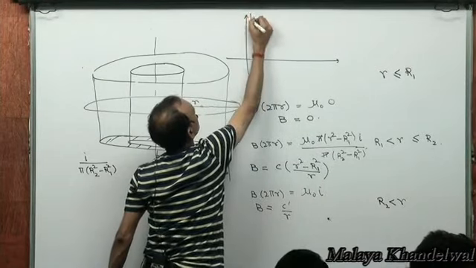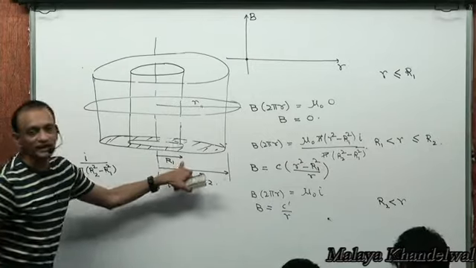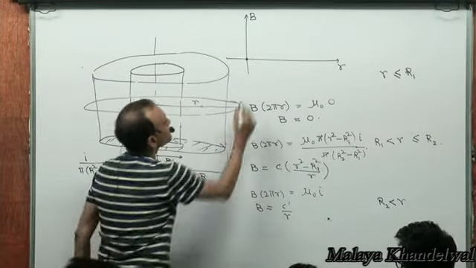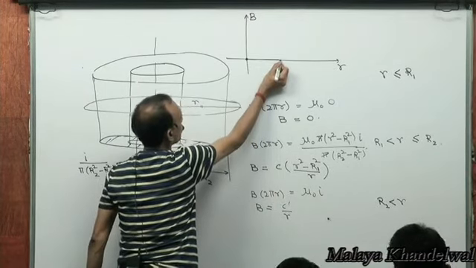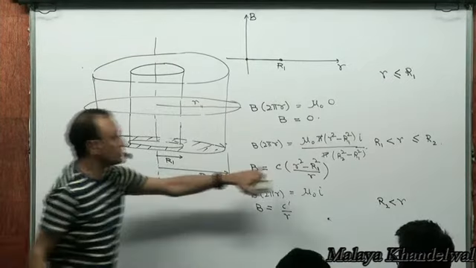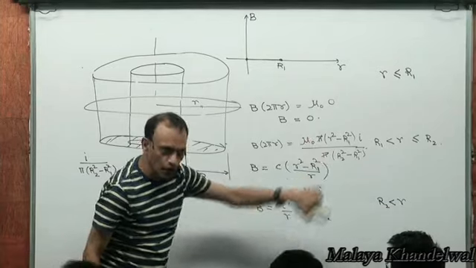So, this is B versus small r. Now, up to r1 it's 0. You see, B is 0 up to r1. That means inside the hollow region, it's 0. Right? Now, this is from small r equal to r1 to r2.